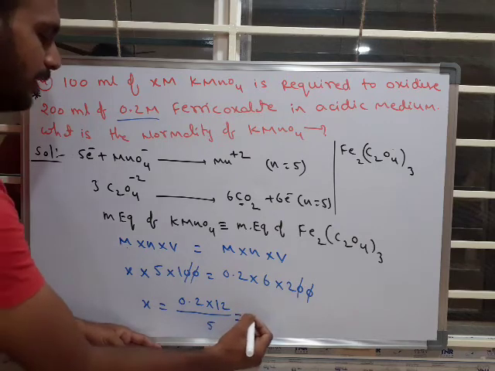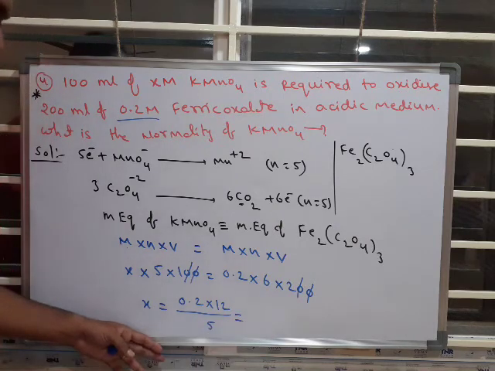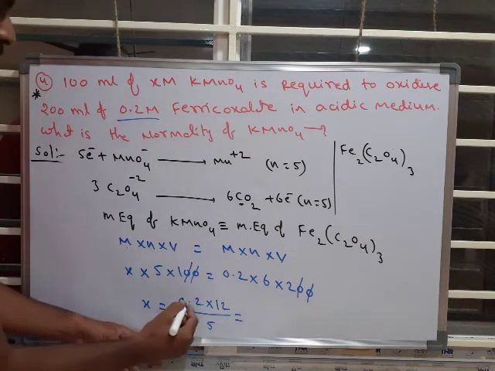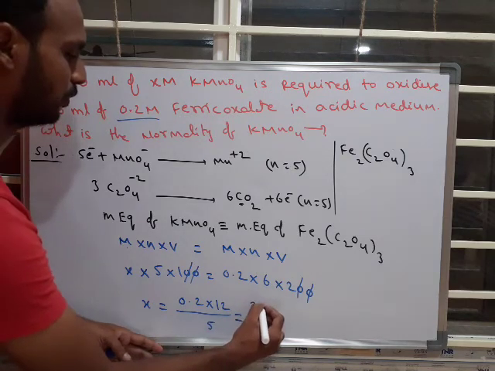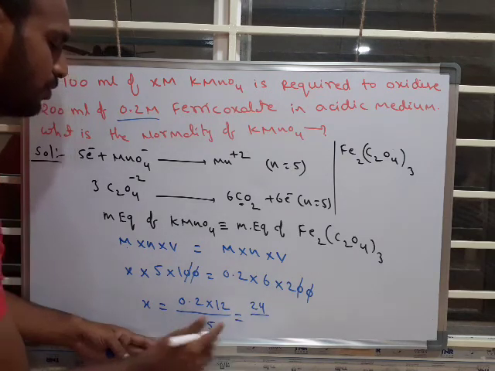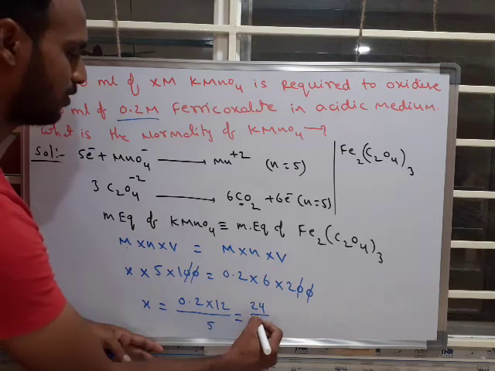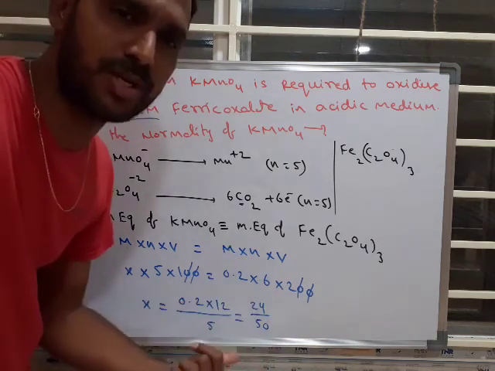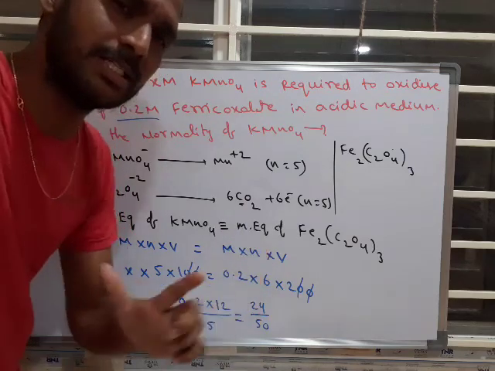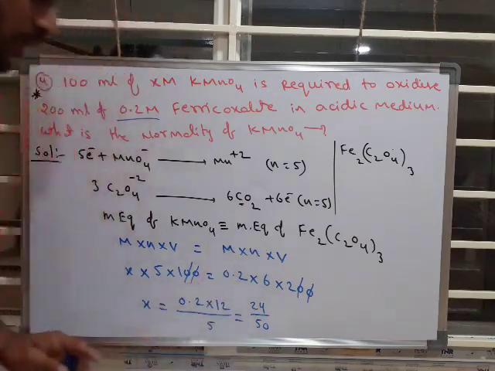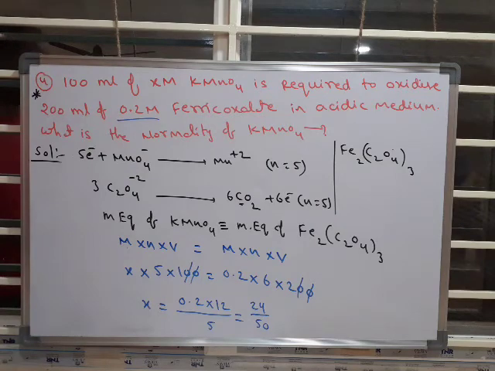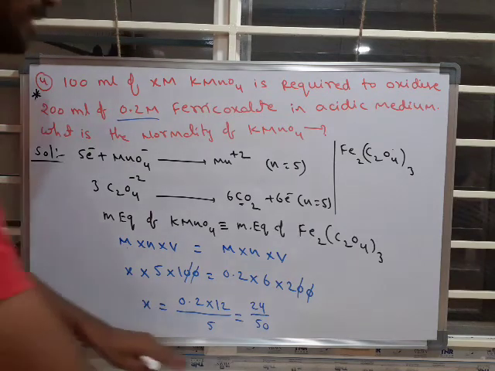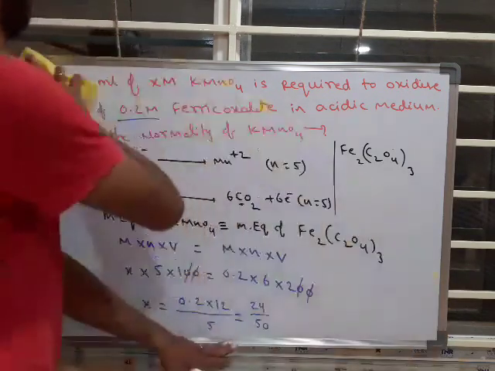So the molarity is 24 by 10. Actually x is not the answer; we need to convert it for the next calculation. We just left it like this: 24 by 10 is the molarity. Okay, let's convert it into normality.